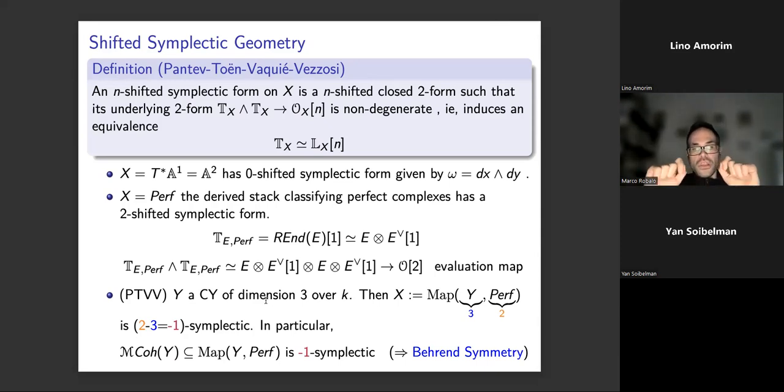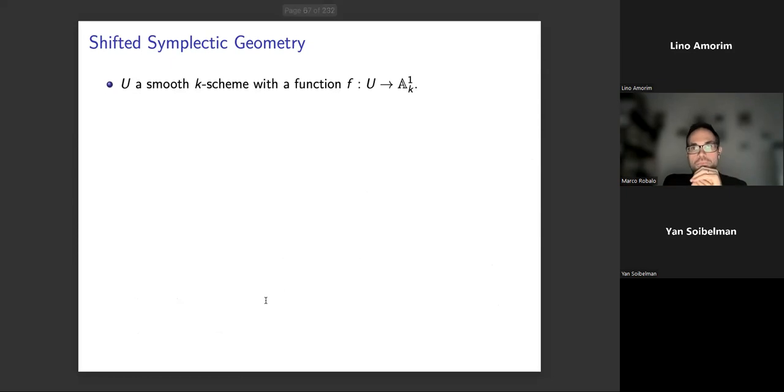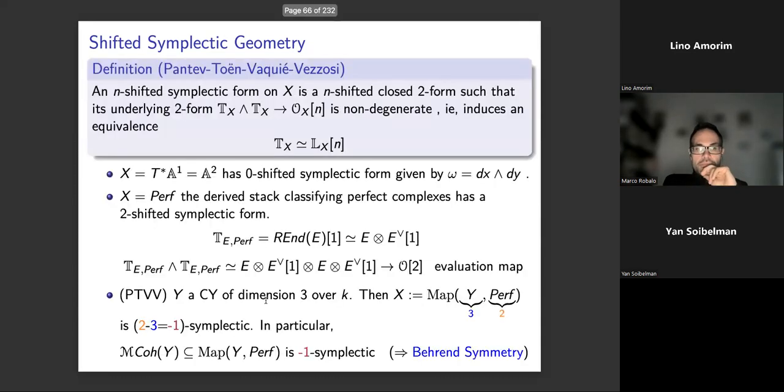So I will give you an example, very explicit, where you can see that the -1 shifted structure keeps exact track of the kind of symmetry that Behrend observed first. So let me give you this example. Suppose U is a... So what, yes. Do you call it the symmetry which Behrend observed first?